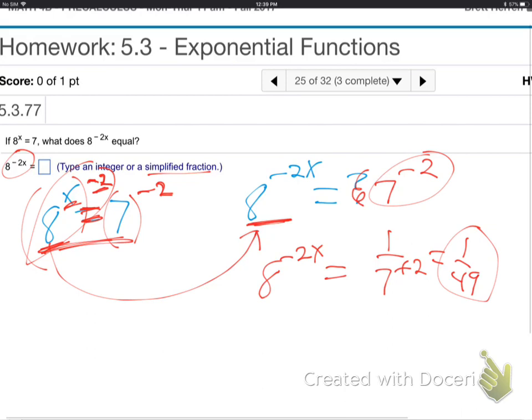It's weird that they asked for a strange thing like 8 to the minus 2x. They gave me 8 to the regular x was 7. I raised both sides to the negative 2. So 8 to the minus 2x is 7 to the minus 2. Flip it, 1 over 7 squared, 49. 1 over 49.